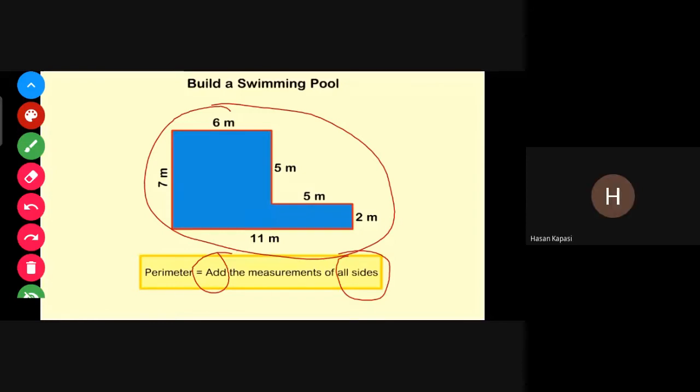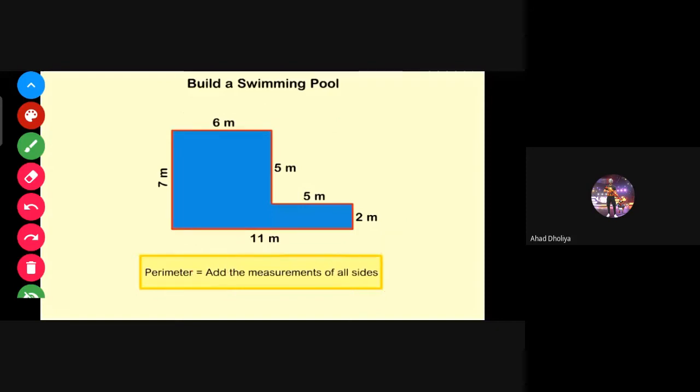Ma'am, can I say also? Yes, Ahad. 6 plus 5, 11. 11 plus 5, 16. 16 plus 2, 18. 18 plus 7, 25. This one also 11. 25 plus 11, 36.